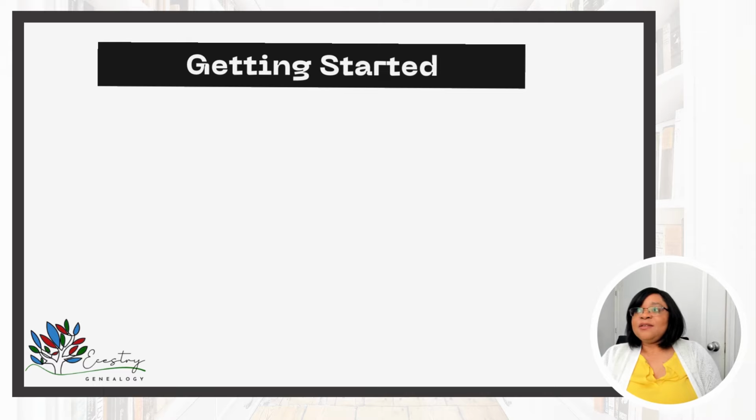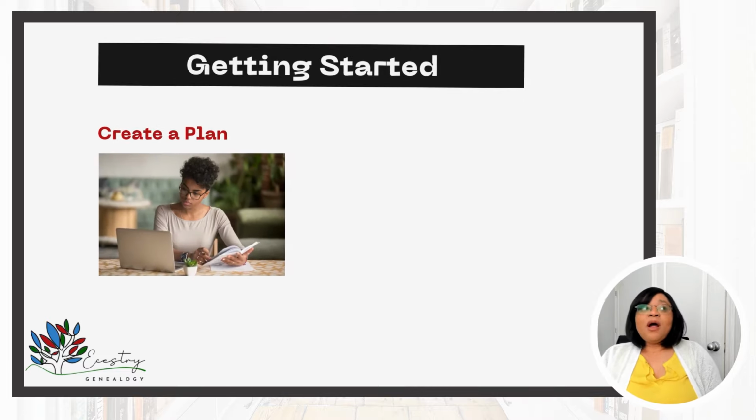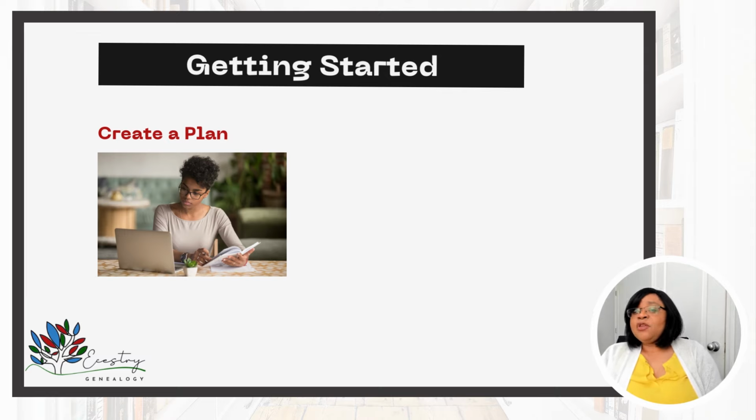Okay. How do you get started with research? That is how we're going to wrap up this video. The first thing I would say is create a plan. If you are researching African American genealogy, you have to have a plan. You have to know how you're going to document information. Do you have time to do research? You don't have to spend 20 hours per week doing genealogy research. You may only have an hour per week to devote to genealogy research, and that is okay.